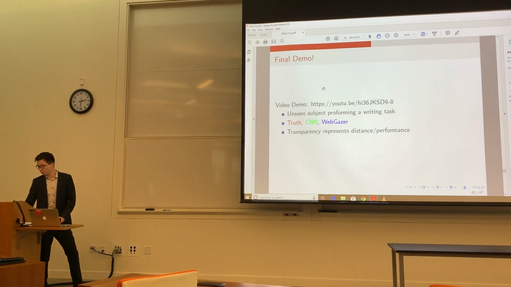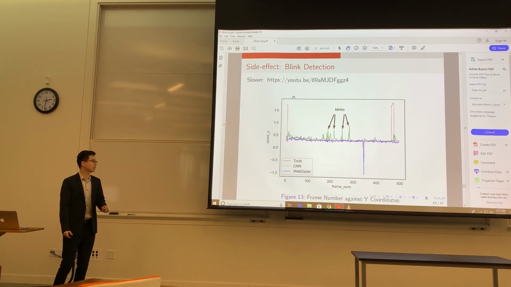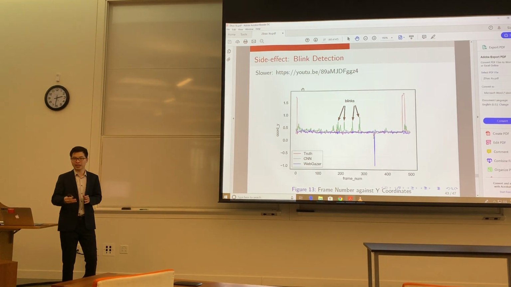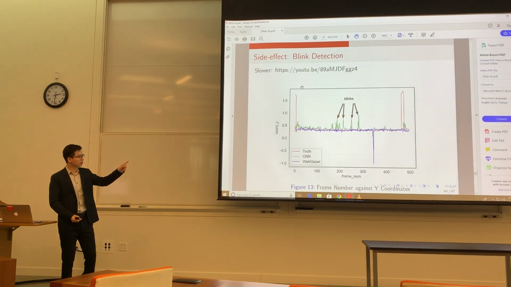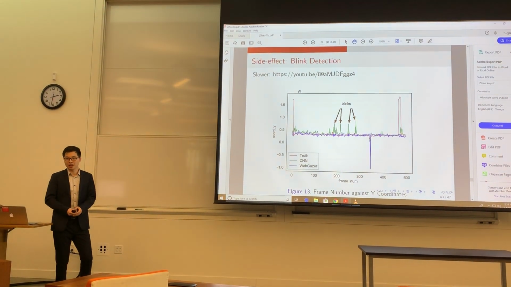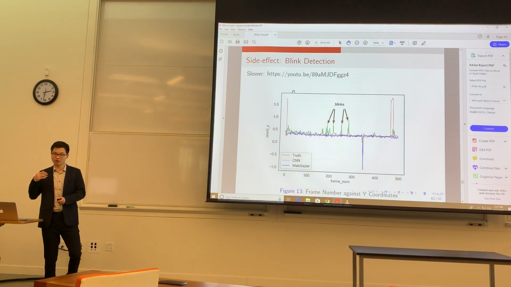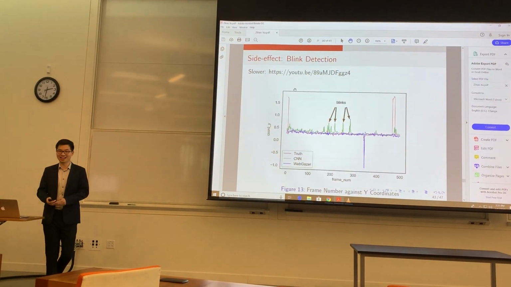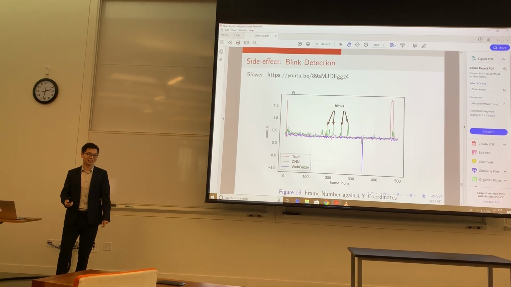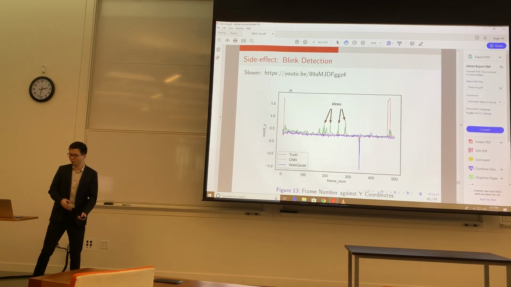So I looked into it a little bit further. I plotted the y coordinates against the frame number, which you can treat as time. At certain locations, you see sudden jumps of the CNN predictions in green. And as a matter of fact, I found out that at those times, the subject was blinking. So as a side effect, my model is actually able to detect blinks while the subjects are performing the study.